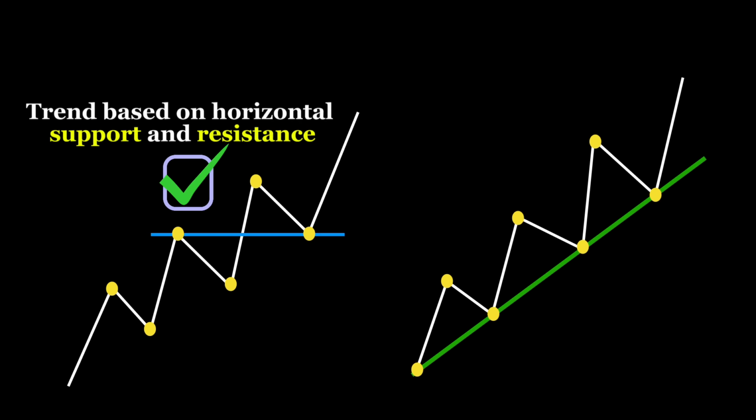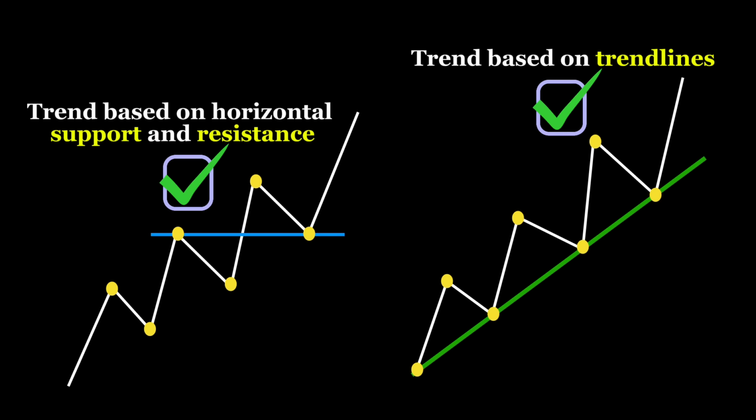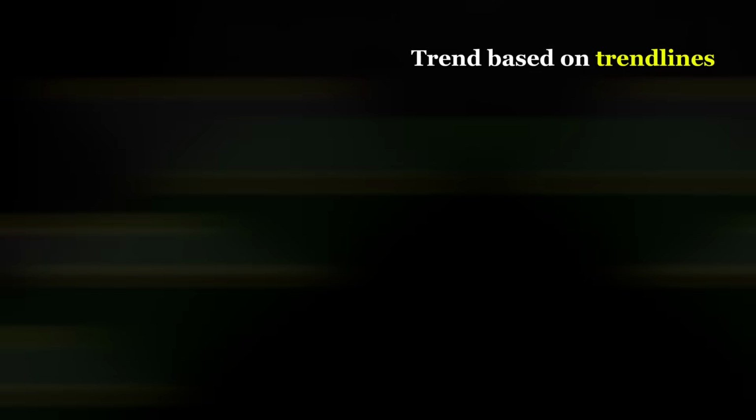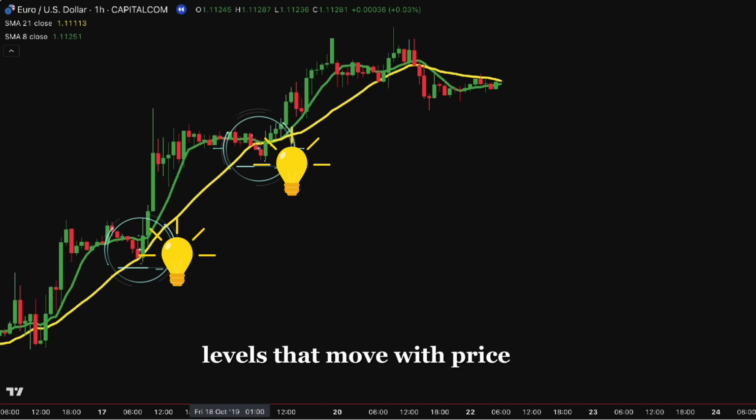So far, we've seen two types of trending markets, one based on horizontal support and resistance, another based on trend lines. But those are what we call static levels. They don't move, they stay fixed at a price level until broken or respected again. Now let's move to something different.